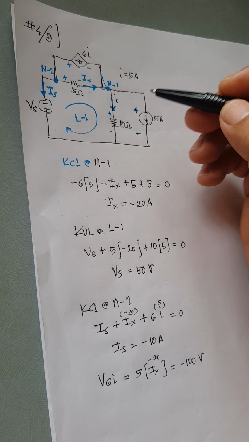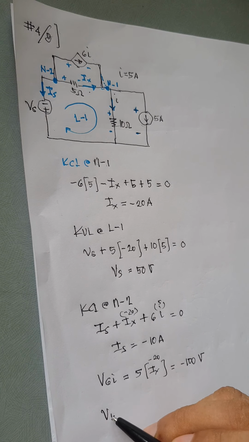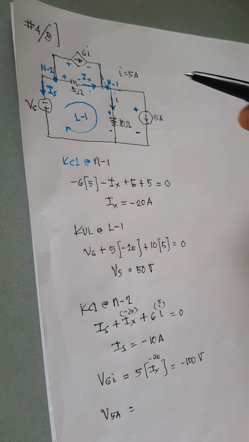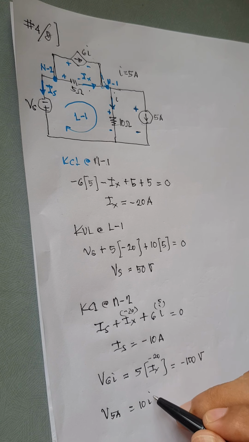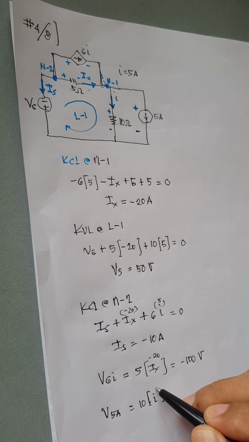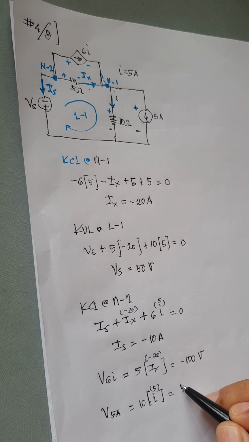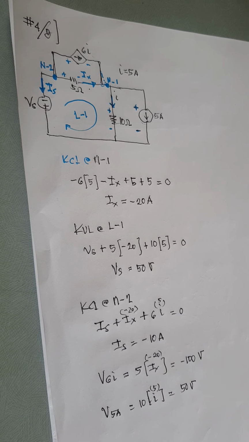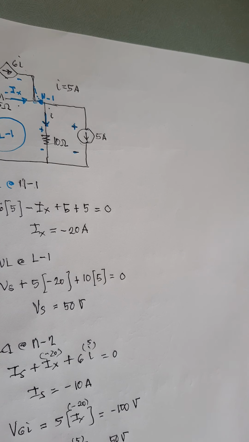They're supposed to have the same voltages. Okay, so the voltage of the 5 amperes source is just the voltage across the 10 ohm resistor. So what is the voltage across 10 ohms? 10 times I. But what is I? I is 5. So the answer is 50 volts. Therefore, we already have all the things that we need.